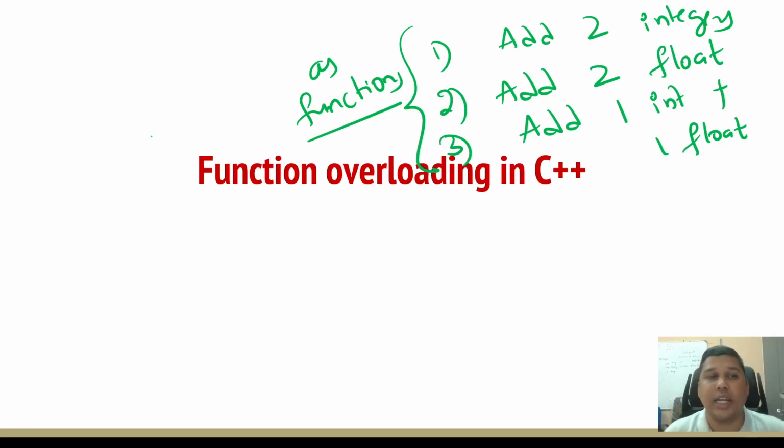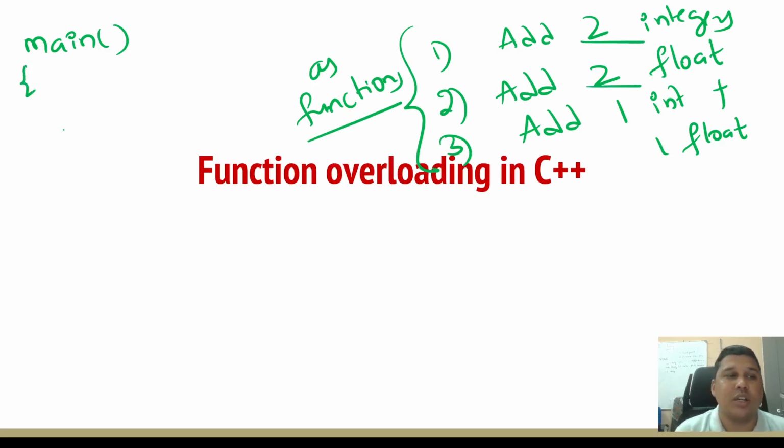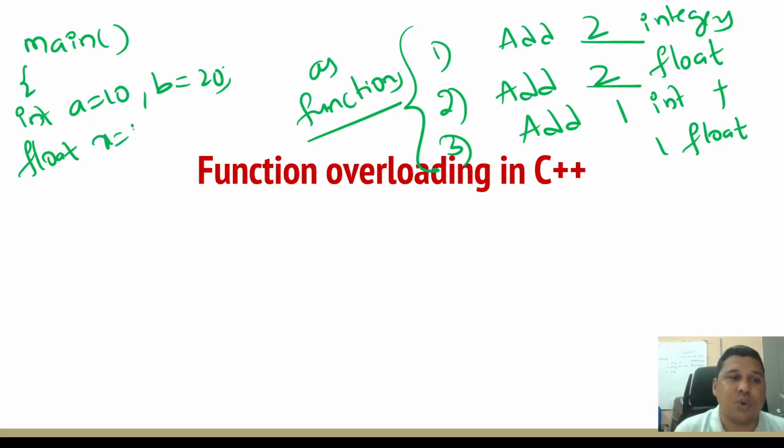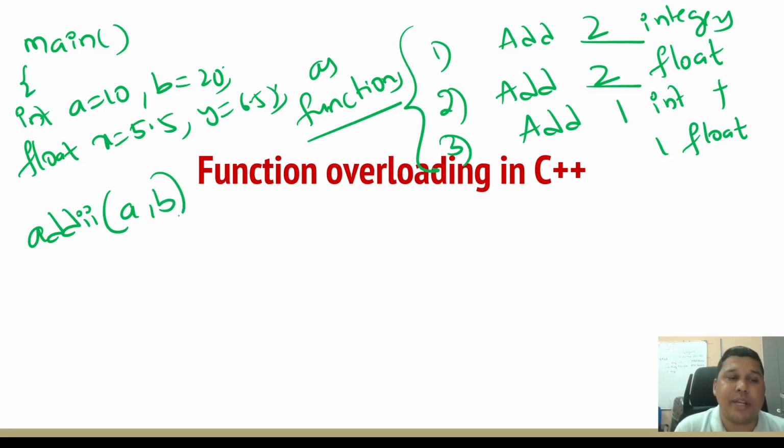So what will you do generally? In the main function, you will be declaring variables accordingly. You need two integers, two floats. So maybe I will give here int a equal to 10, comma b equal to 20. I gave integers. You may write here float x equal to 5.5, comma y equal to 6.5. I declare variables like this. Then I will call a function add ii. I will be passing a comma b.